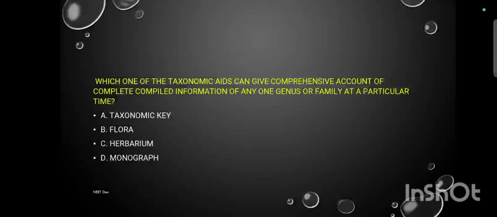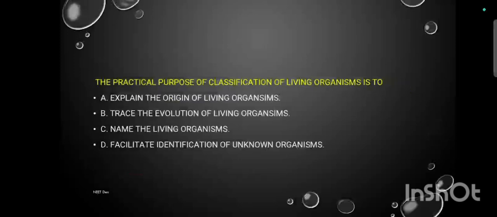Question. Which one of the taxonomic aids can give a comprehensive account of complete compiled information of any one genus or family at a particular time? Option A, taxonomic key. B, flora. C, herbarium. D, monograph. So the correct option is D, monograph.